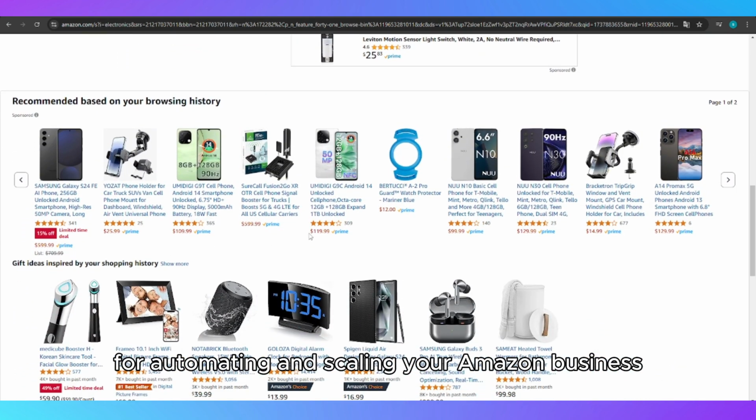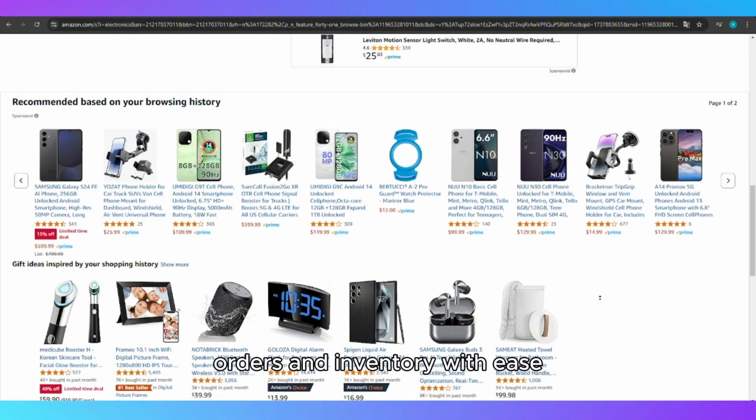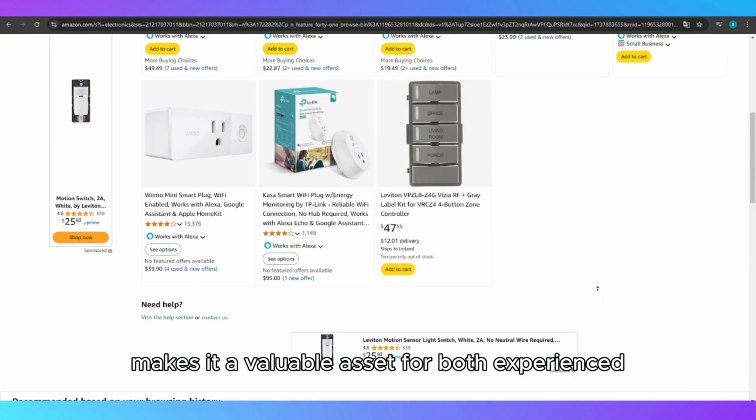In conclusion, the Amazon Dropshipping Marketplace Integrator is a powerful tool for automating and scaling your Amazon business. Its ability to manage products, orders, and inventory with ease makes it a valuable asset for both experienced and aspiring sellers.